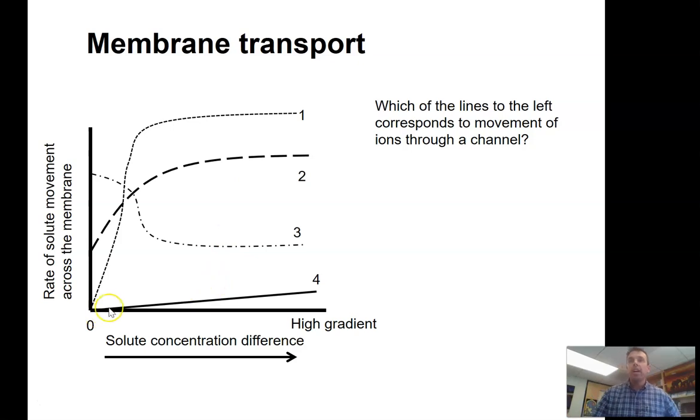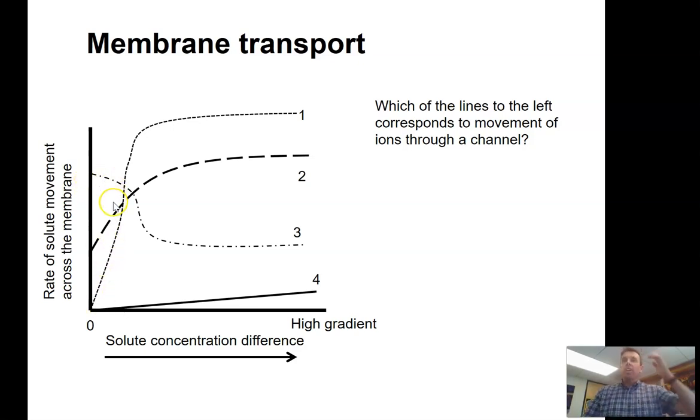Right? So that is why number 4 here would not be the case. A hint is that number 4 is not moving things very rapidly across, but I don't even really have a scale here, so maybe this is extremely rapid. But the difference is that number 4 never reaches a plateau. And if you have something that needs help getting across the membrane, it's going to reach a plateau.